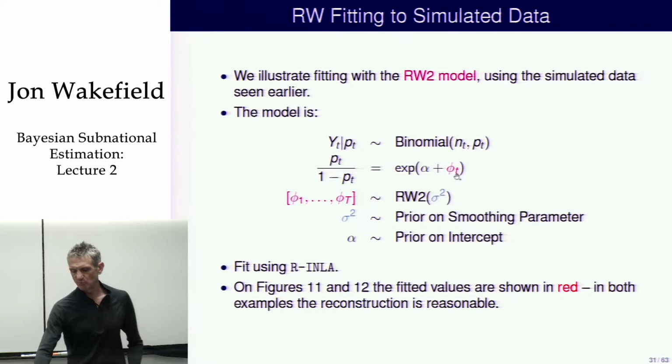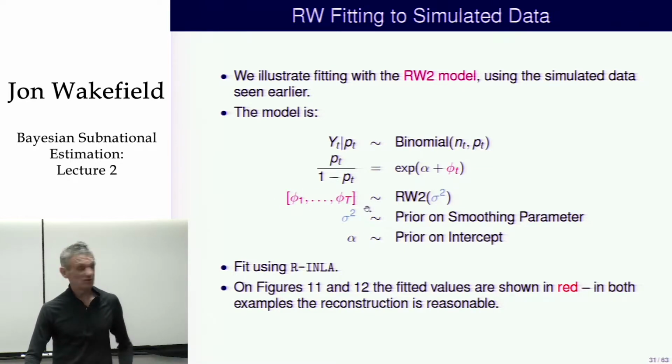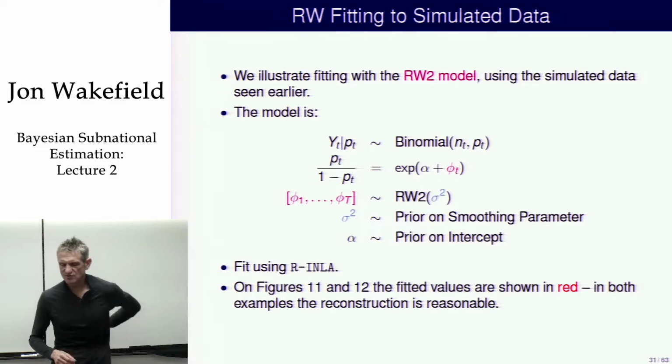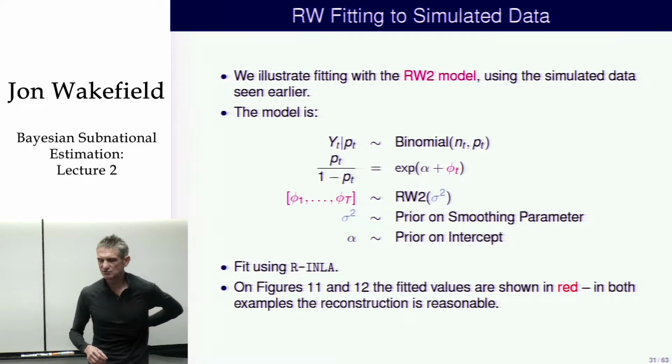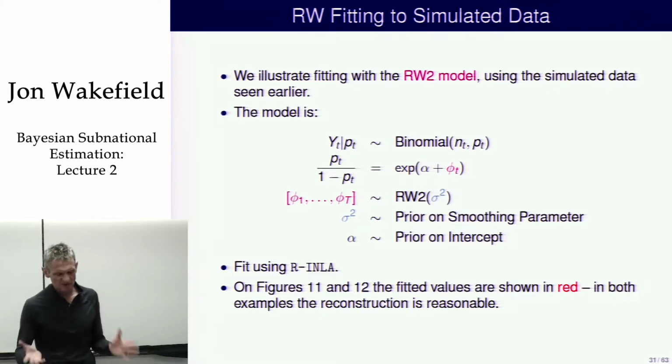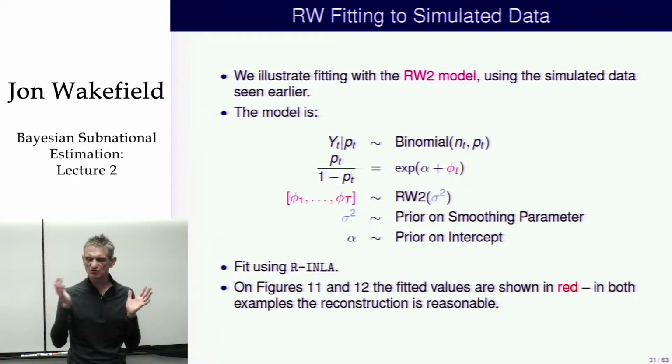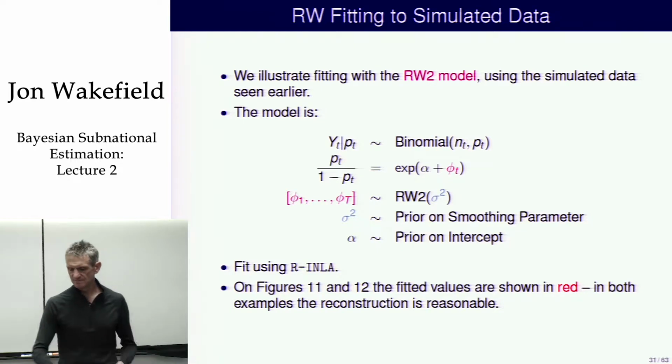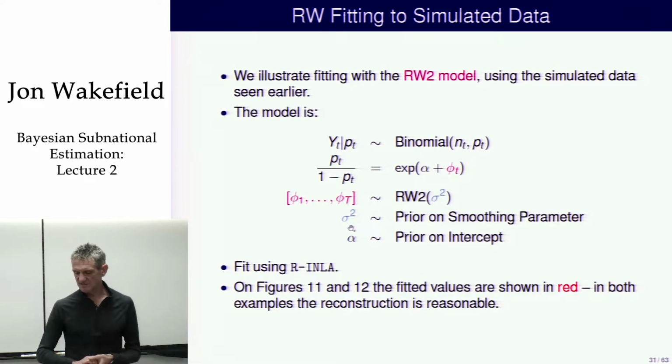And we assign a random walk 2 model to those terms. In the language of GLMs, generalized linear models, these are on the linear predictor scale. That's where these Markov random field models are generally specified, for normal random variables, so it's natural to put them on the linear predictor scale. And then we finish the model with priors on the smoothing parameter and on the intercept.